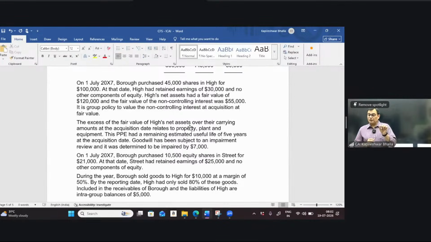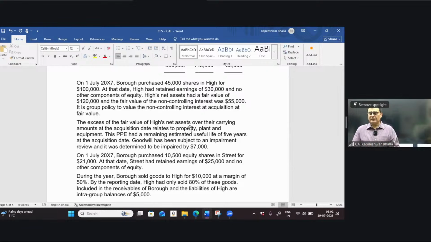It says on 1st of July X7, B purchased 45,000 shares in H for 1 lakh. And at that date, the retained earnings is 30,000 and no other components of equity. The net assets had a fair value of 1 lakh 20 and the fair value of NCI is 55. It is a good policy to calculate the NCI at the acquisition date at fair value. Then he says the excess of the fair value of the net assets over the carrying amount relates to PPE. The PPE has a remaining life of 5 years at the acquisition date. Goodwill has been subject to impairment and it is determined to be 7,000. So all this information relates to the subsidiary.